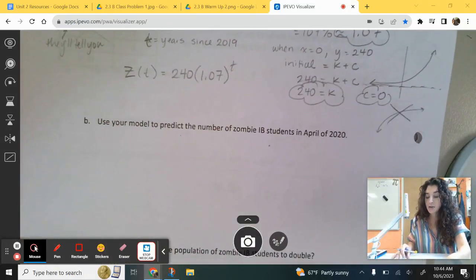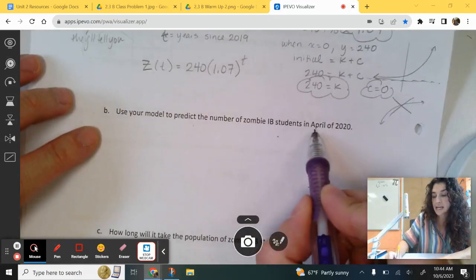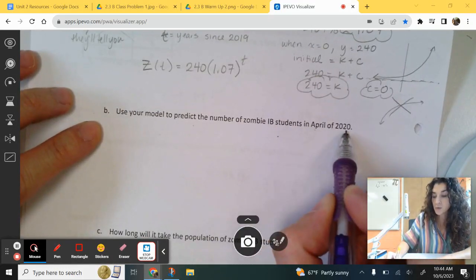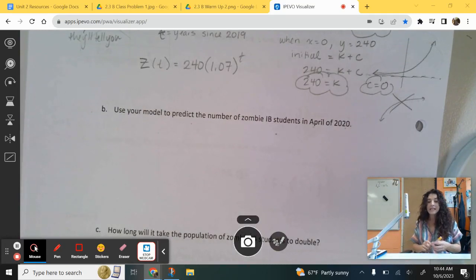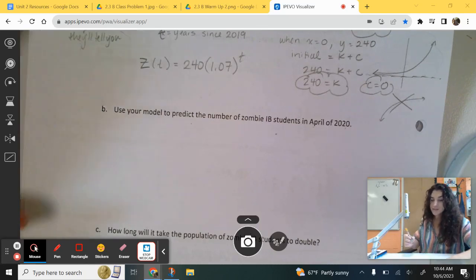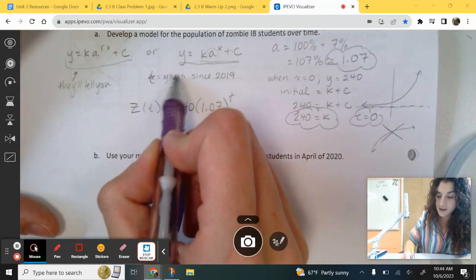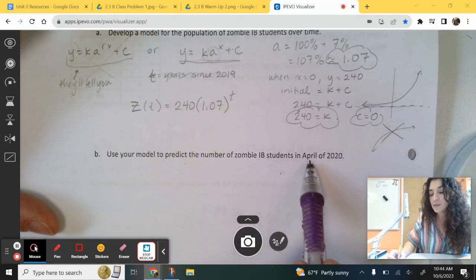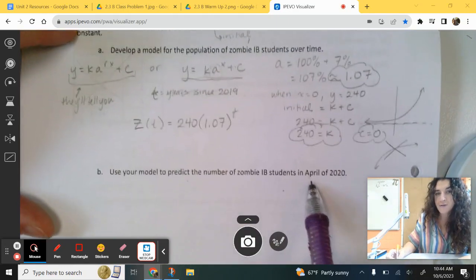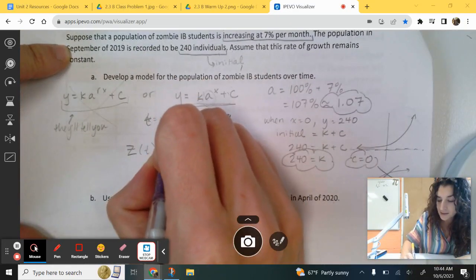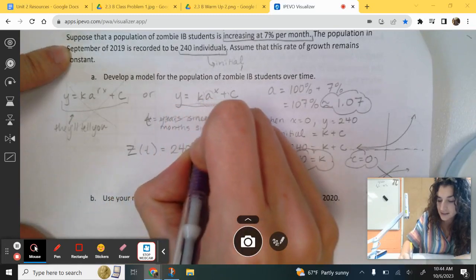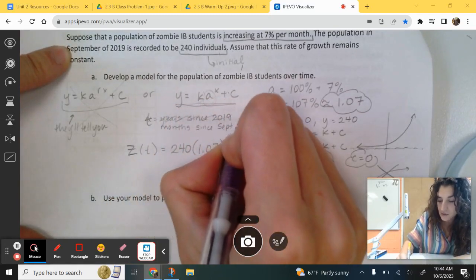All right, we're going to use the model to predict the number of zombies in April of 2020. Oof. Okay, so I just realized that if we want to talk about a specific month, right, September of 2019, T actually shouldn't be years. T should instead be months. So let's redefine, right? Well, I guess it could be in years, but I don't want to do that math. I would much rather do the math of counting the months since September of 2019.